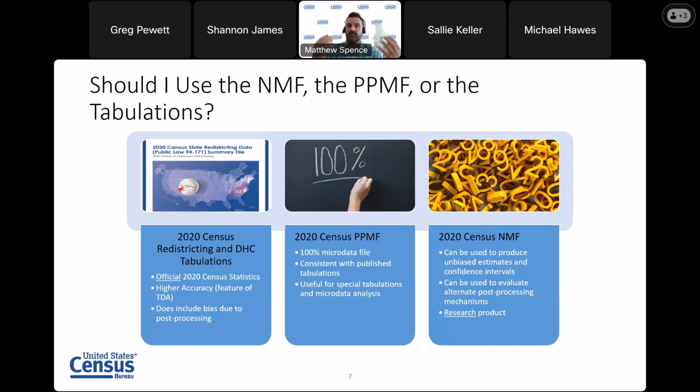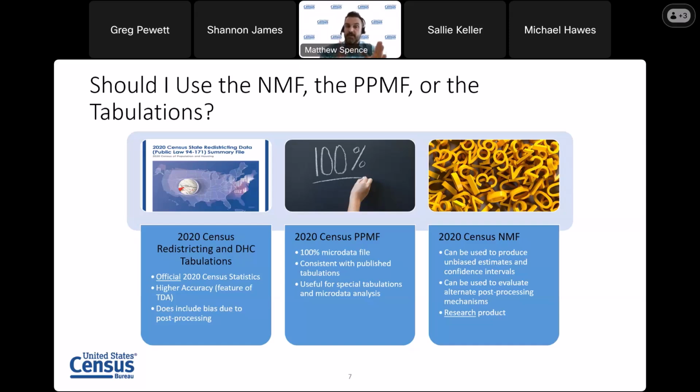Those have a great deal of accuracy due to the top-down algorithm. They have additional accuracy relative to the noisy measurement files on the right. But due to that post-processing, and we're not going to get into the details here, that does include a little bit of bias. If you'd like to know more about what this bias means, please do read that brief I linked to in the prior slide about the top-down algorithm.